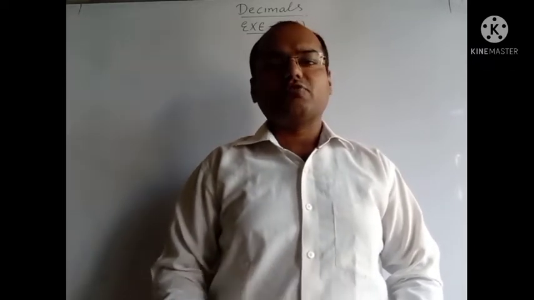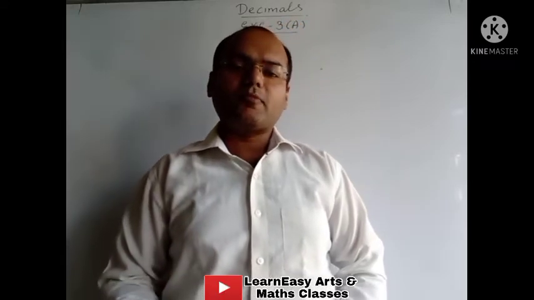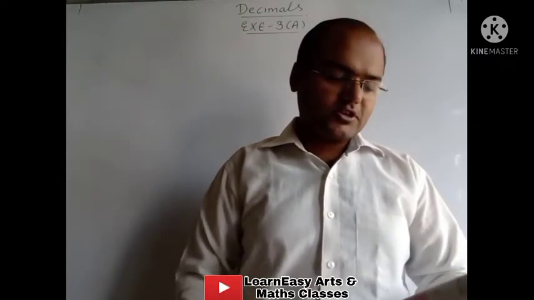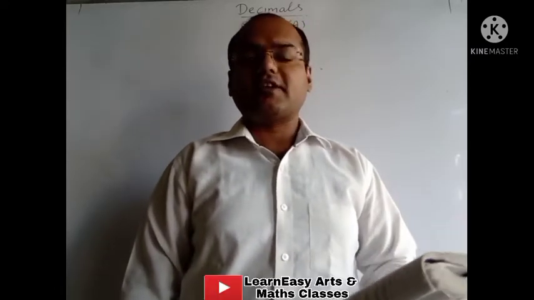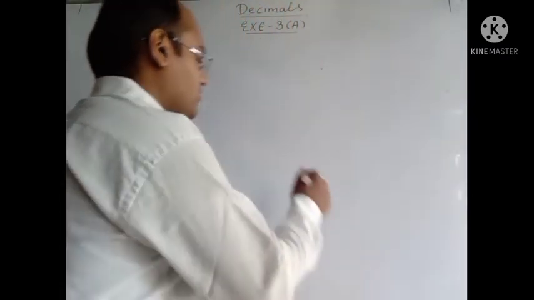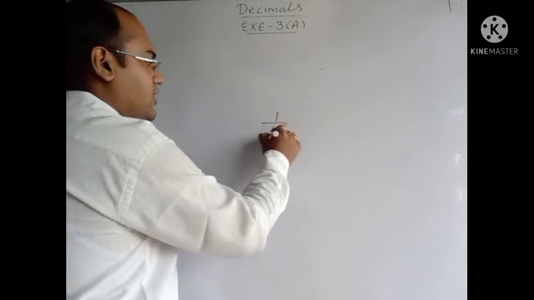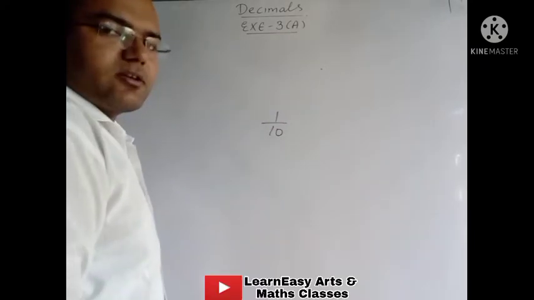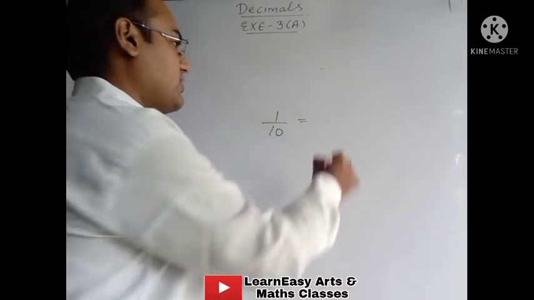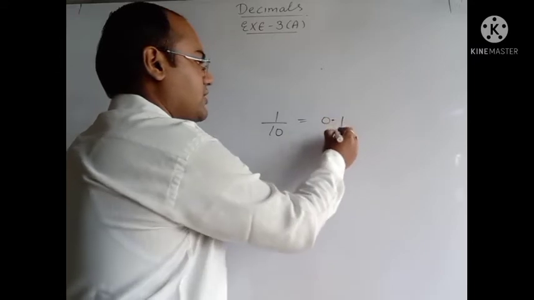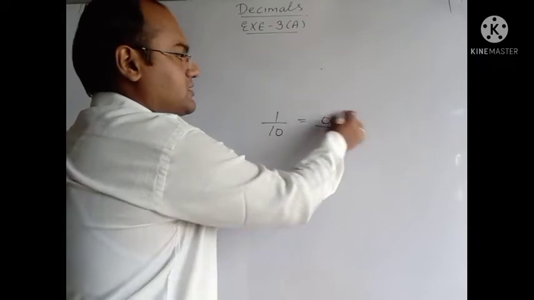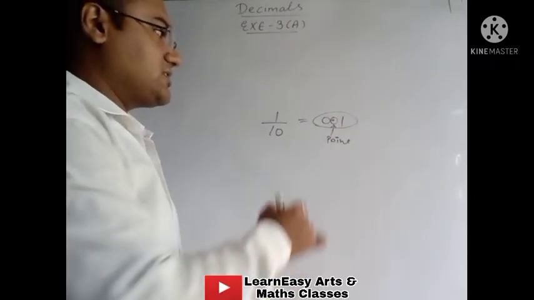Now today we will start a new chapter, chapter number 3, and the name of the chapter is decimal. Exercise 3, question number 1 is: express the following as decimal. So what are decimal numbers? Suppose a fraction is given, 1 upon 10. If we write this fraction in decimal form, we will write it as 0.1. This is known as a point. Because of this point, we will call it a decimal number.